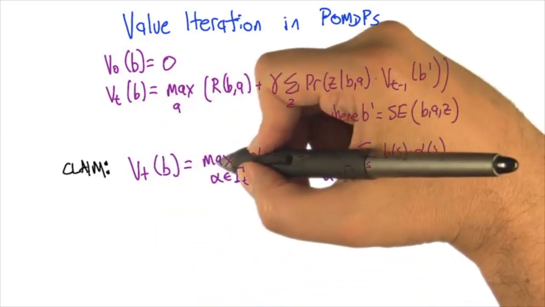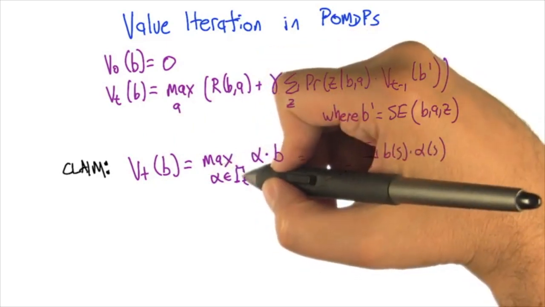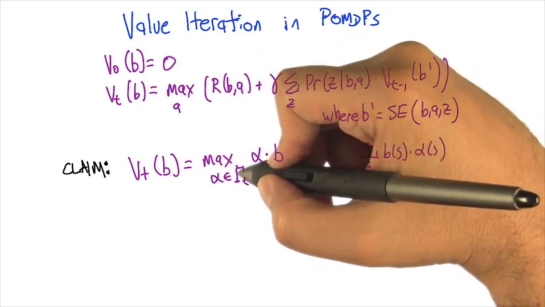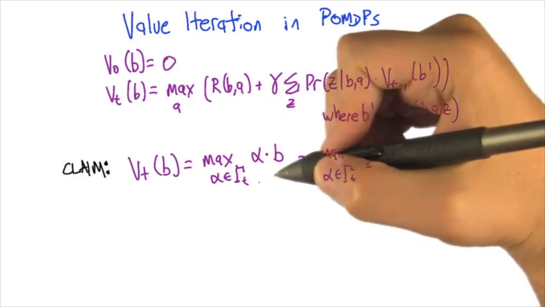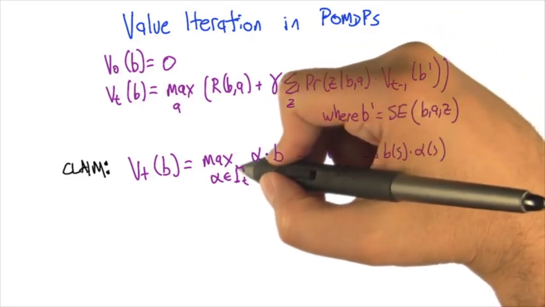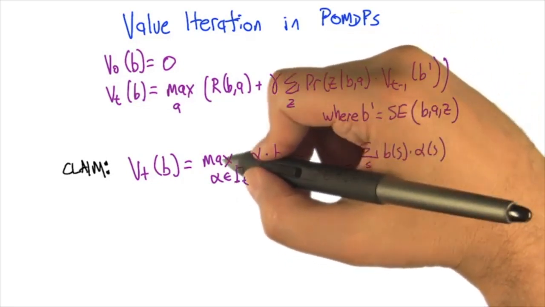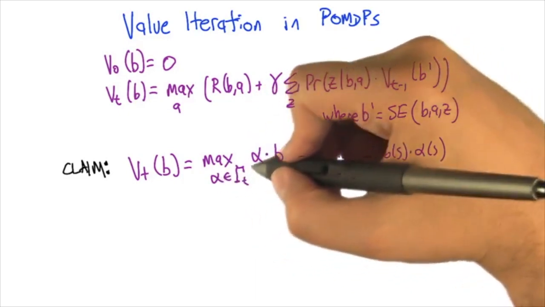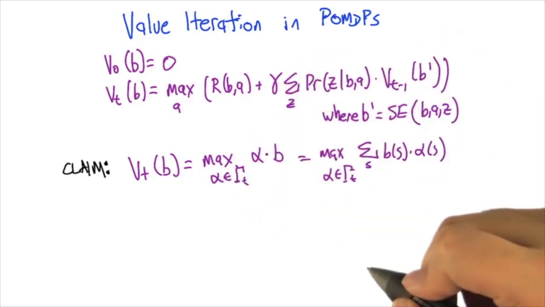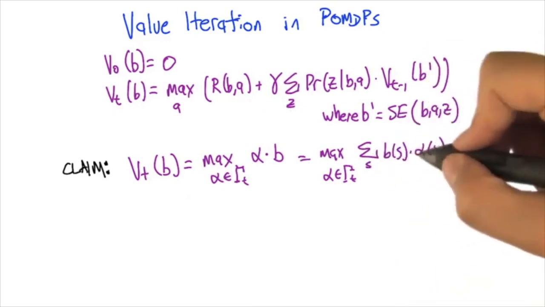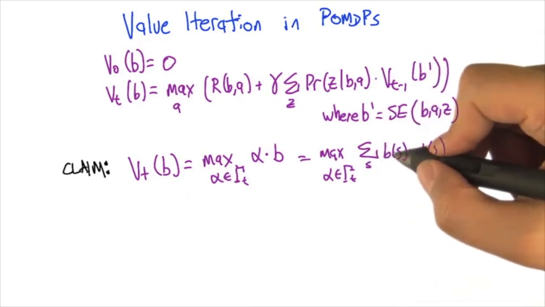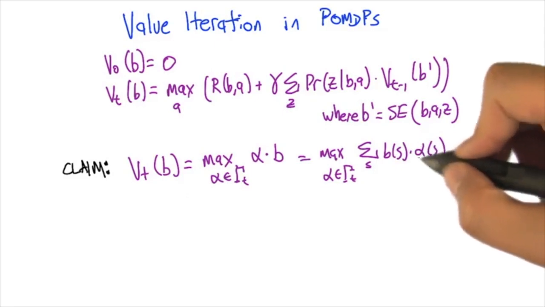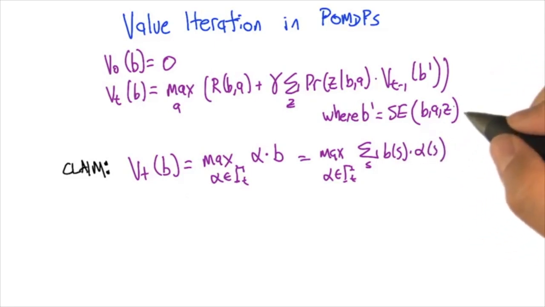In particular, the maximum over some set of vectors, gamma sub t, that we're going to have to deal with later. But the point is that it's a finite set of vectors. The maximum of the dot product of the vectors in that set with the belief state. Where a dot product is really just the sum over all the states, the weighted probability of being in that state times this alpha of S.